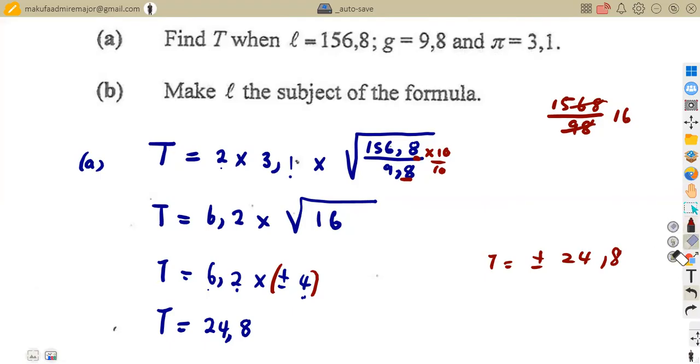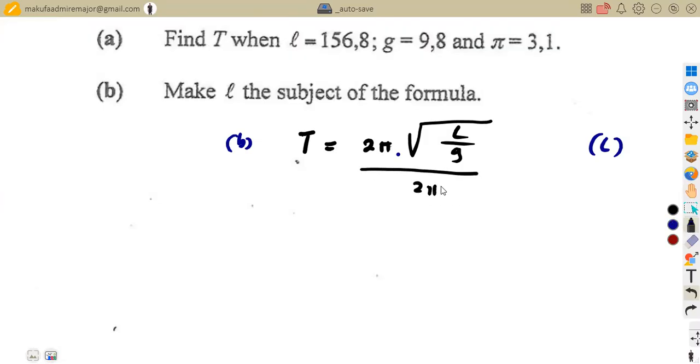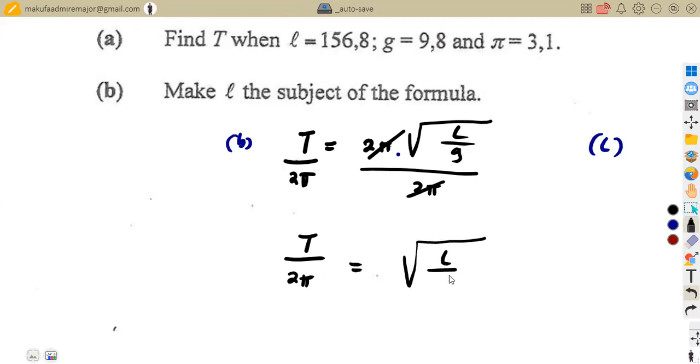All right, then the B part, we are asked here to make L the subject of the formula. Remember that before, we are given that T is equal to 2 pi the square root of L over G, and we want to make L the subject, that is under the square root. First things first, let us remove the 2 pi that is multiplying here, so you can just divide by this 2 pi. It's not affecting directly our square root, so we can just remove this so that we remain with T over 2 pi, which is equal to the square root of L over G.